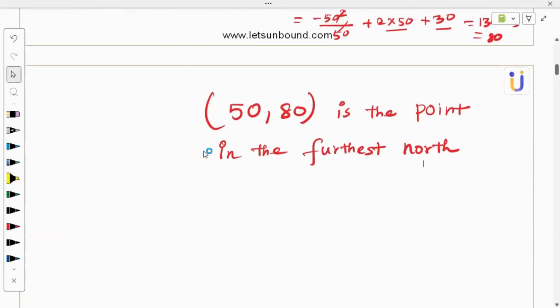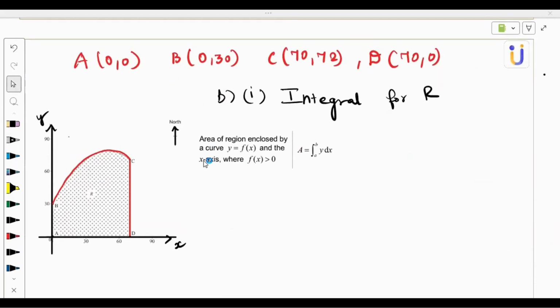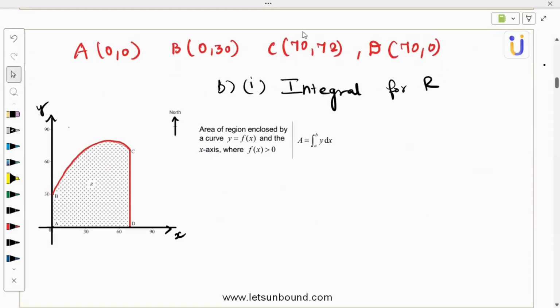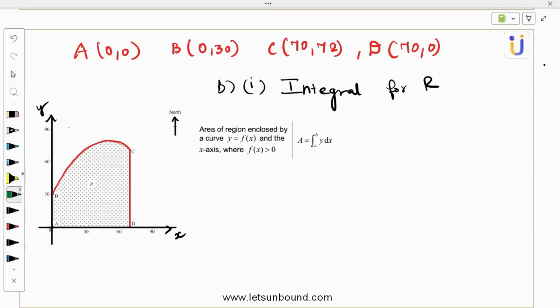That's simple. Now, moving forward. The first two parts are very simple, based on differentiation and simple solving. Now point A has coordinates 0, 0, B has 0, 30, C has 0, 72, D has 70, 0. Write down the integral which can be used to find the area of the shaded region. We can see the shaded region which is named R. To find this, what is the integral for the area?